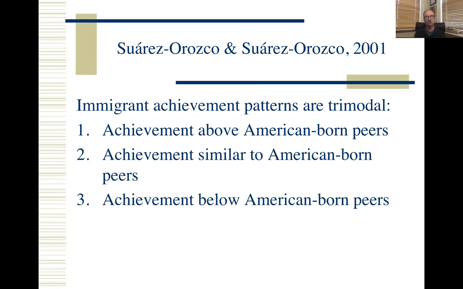So Marcelo and Carola Suarez Orozco are 2 of my heroes in sort of immigration research. And they came up with this, after extensive research, rather logical but interesting, in my opinion, conclusion. And that is that immigrant children achieve in these kind of trimodal patterns. They either achieve above their American-born peers, similar to their American-born peers, or below their American-born peers, which at first blush is kind of like obvious. Well, what else would it be?